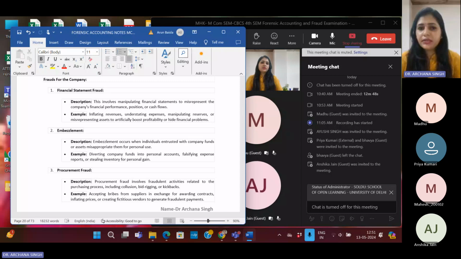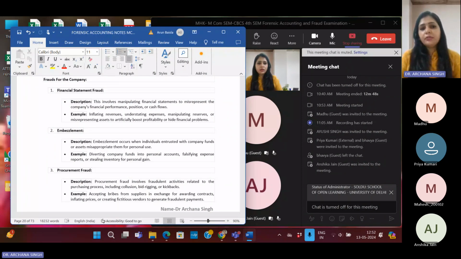Second is embezzlement. Embezzlement occurs when individuals entrusted with the company's funds or assets misappropriate them for their own personal use. For example, they divert the company's funds into personal accounts, they falsify expense reports, wrongly showing that so much expense happened when it hadn't occurred, or they steal the inventory for their own personal gain, or use some assets for their own personal use. So these are the examples of embezzlement.